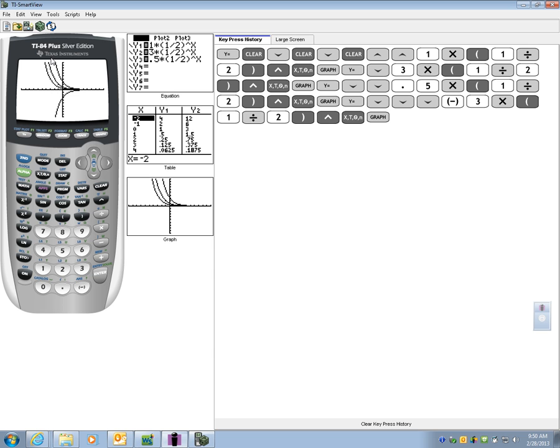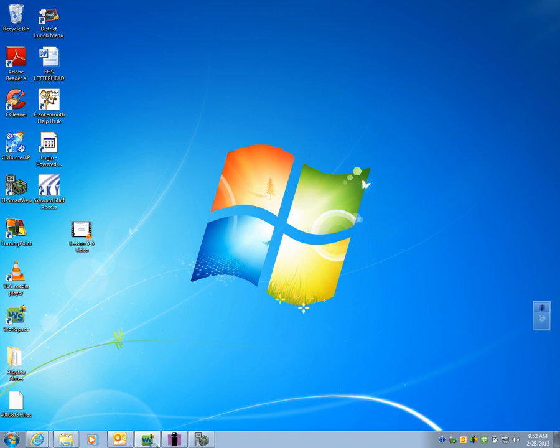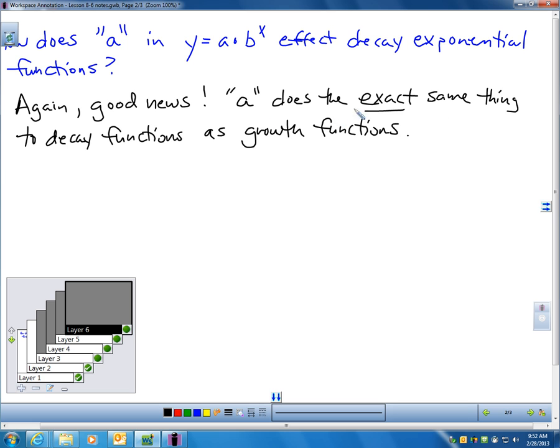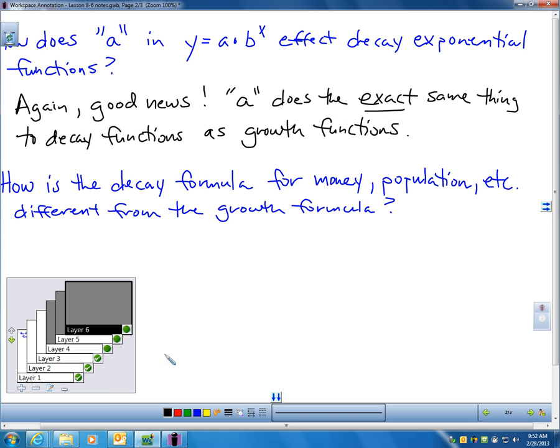If a is greater than 1, it stretches the graph. If a is between 0 and 1, it shrinks the graph. So a value of negative 3, which you see, will not only stretch the graph, it will also reflect it. And that's what we talked about in my prior video. So going back, again, a does the exact same thing in decay functions as it does to growth functions.